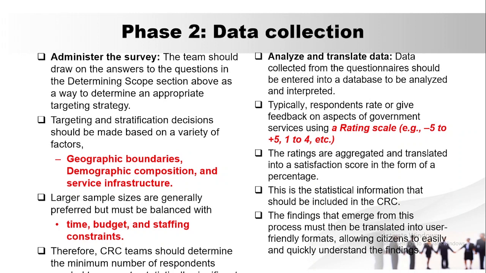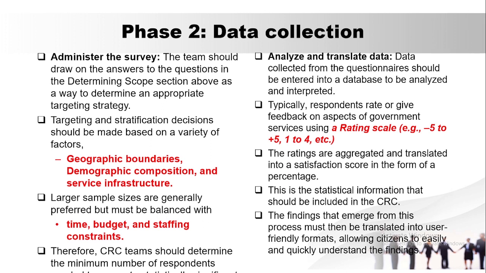First, you do your data collection, you administer your survey. The team should draw answers to the questions in the scope above. Targeting and stratification decisions should be based on a variety of factors: geographical boundaries, demographics, and service. Larger samples are generally preferred, but must be balanced with time, budget, and staffing. Larger samples give a more balanced view of the findings, but normally you have to balance them with the time you spend, the budget, and the staffing constraints.